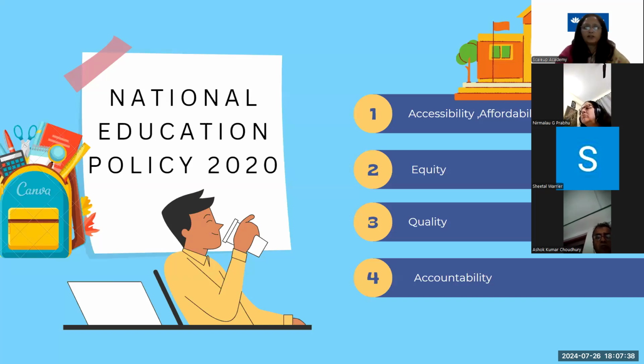So, my dear educators, as we all know, as per the new education policy, there are 4 pillars. One is accessibility, second, equity, third, quality, and fourth, accountability. So I would like to get your responses also. What is our understanding of these 4 pillars? You can mention it in the chat box.